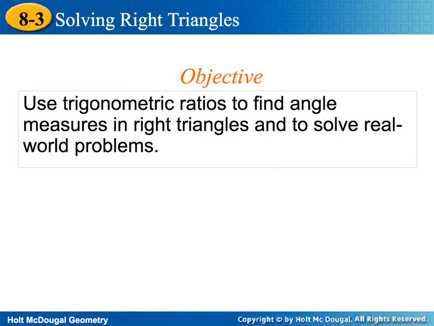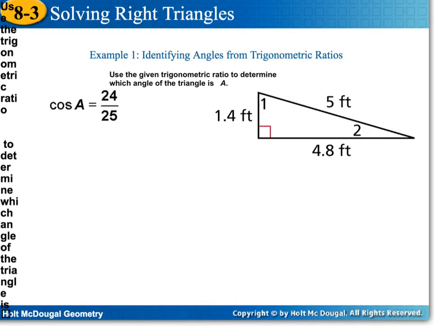All right, so for solving right triangles, the objective is to use trigonometric ratios to find angle measures in right triangles and to solve real-world problems. In this example, they want you to find which angle, 1 or 2, is the cosine of A. So use the given trigonometric ratio to determine which angle of the triangle is A. It's obviously not going to be this one, because you never look at the right angles.